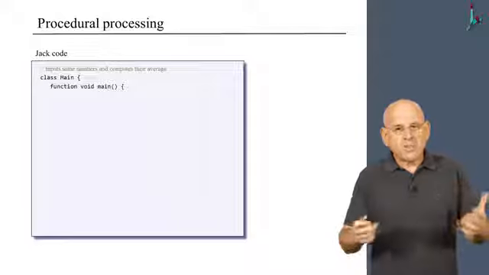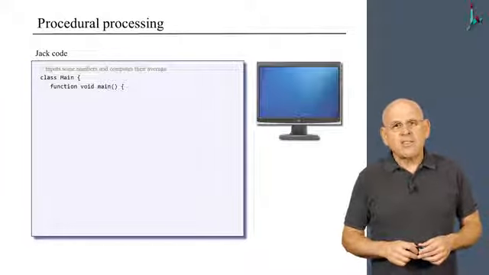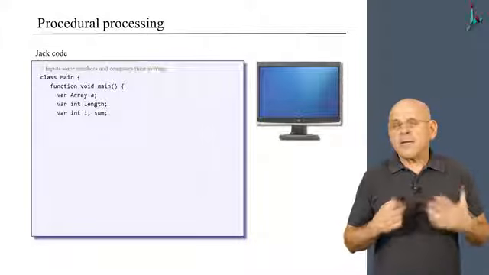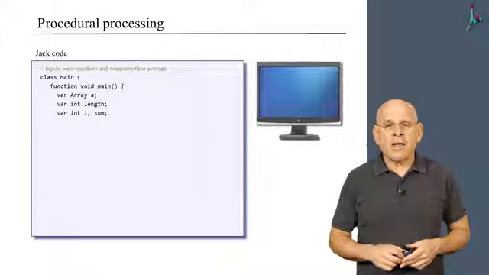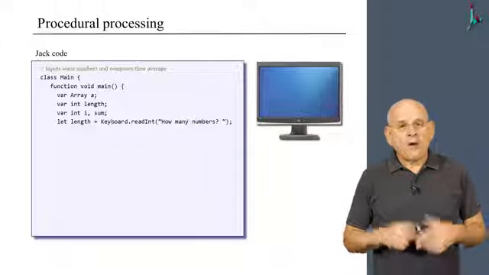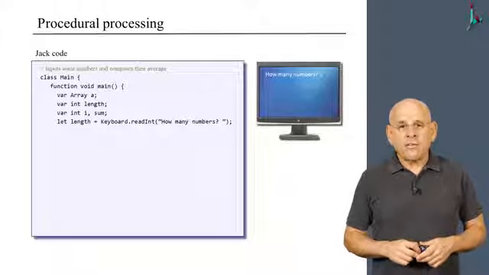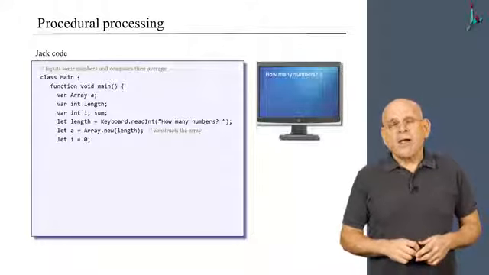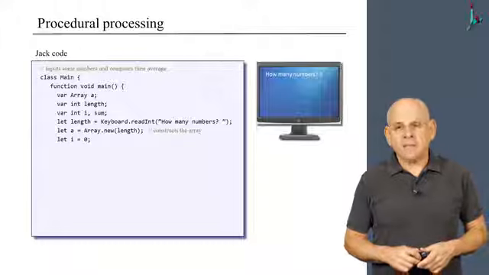Now, in order to illustrate this program, we need an output device. So here it is. So let's start to look at the code. We begin by declaring a bunch of variables, an array variable called A and 3 integer variables. And then we go on to ask the user, how many numbers do you want to enter? And the user says 3, or let us assume that the user says 3. Well, based on this information, we construct an array of size 3.